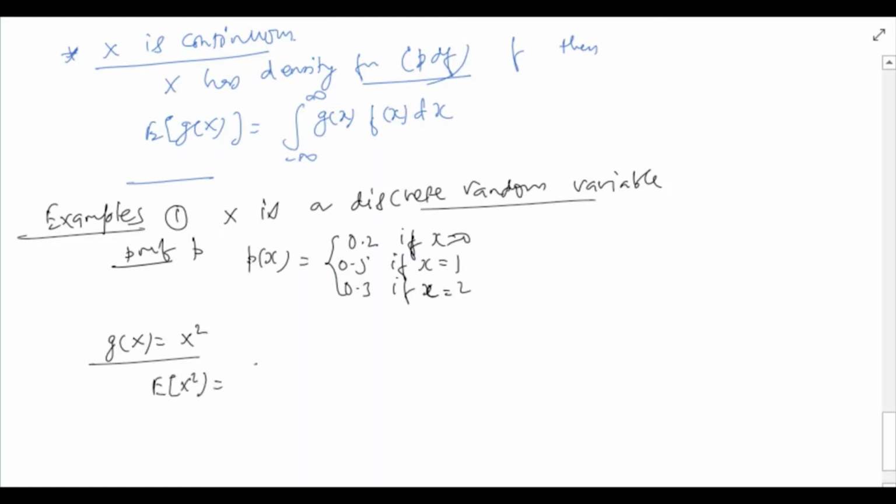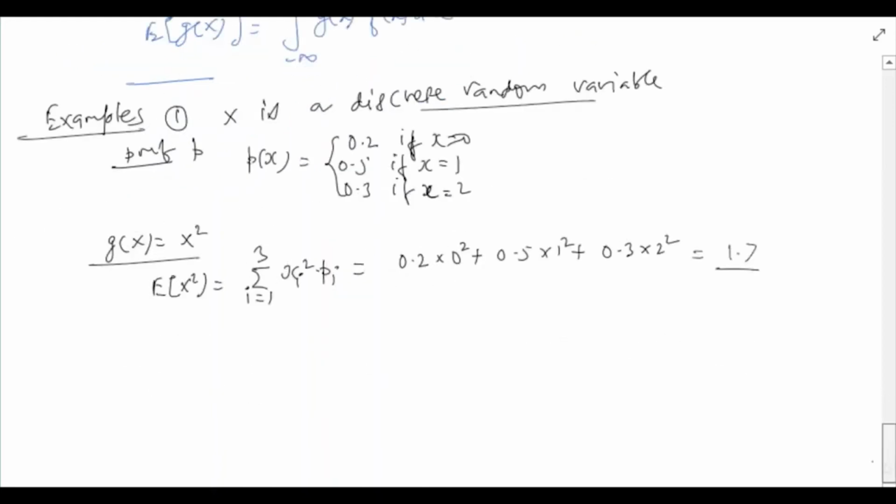So expected value of X squared will be summation i equals 1 to 3 of x_i squared p_i, which will be 0.2 into 0 squared plus 0.5 into 1 squared plus 0.3 into 2 squared, and this turns out to be 1.7. Let's consider another example, this time of a continuous random variable.